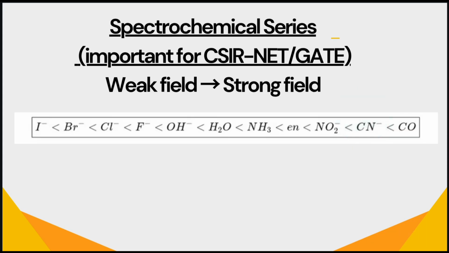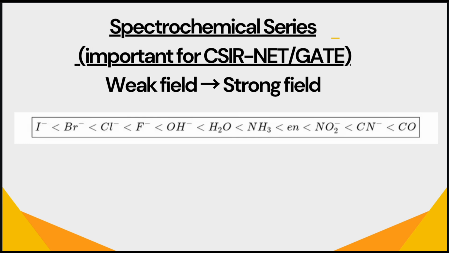Now we will see the spectrochemical series. This is very important for CSIR NET and GATE. In coordination chemistry, most of the questions are asked from the spectrochemical series, so you must remember it. Here I have mentioned the spectrochemical series from weak field to strong field. We'll see the ions here.